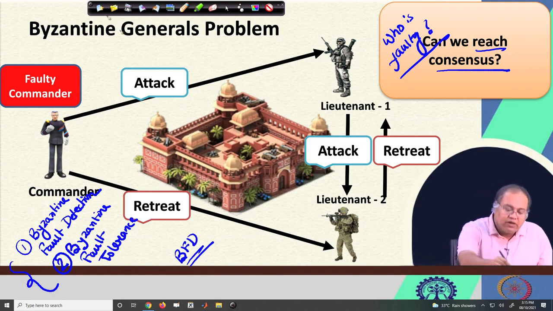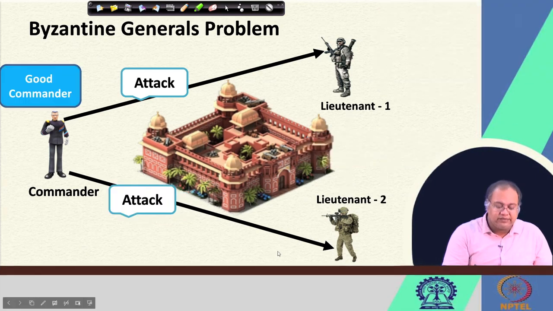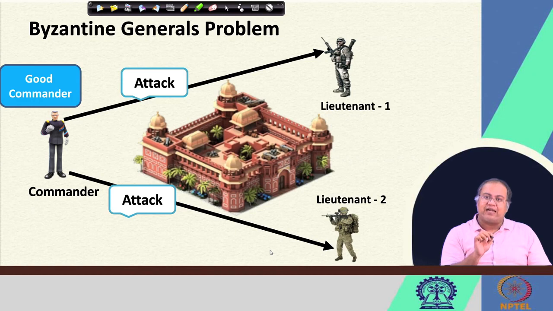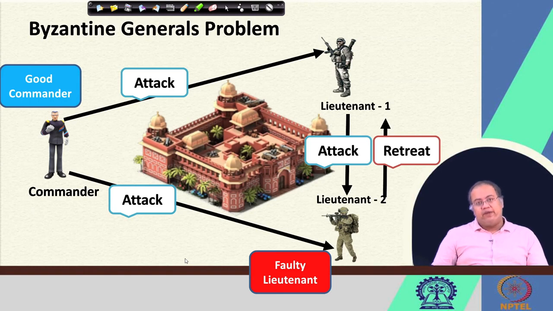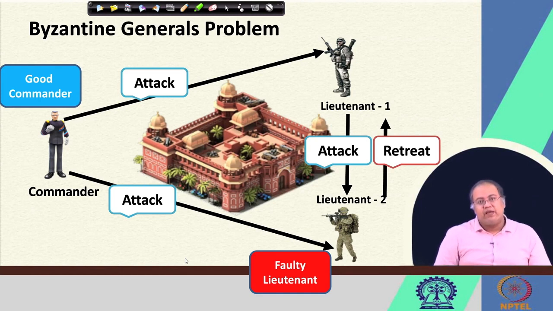Why is that so? That is because it might also be the case that the commander is a good commander. The commander sends attack to both the lieutenants, but now one of these lieutenants is faulty. Now, when this lieutenant is faulty, what is the lieutenant going to do? The lieutenant is going to send the wrong information. So, although this lieutenant has received an attack from the commander, the lieutenant is going to say, hey, I have received retreat from the commander.